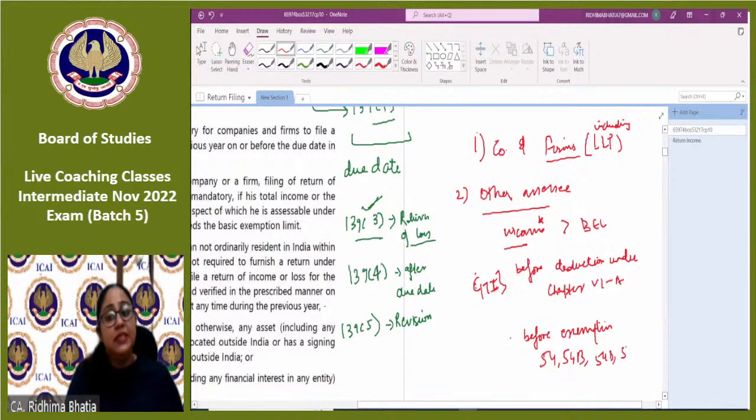Because as per the government, you are earning a good income; just because of deductions and these exemptions your income is coming low, they still want you to file the return of income, that is, file the statement of income.